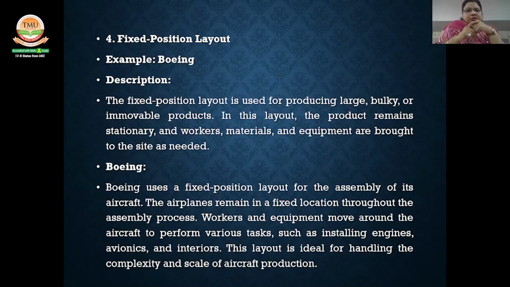The fourth one is fixed position layout. As we have discussed, in a fixed position layout the product is unmovable. It will not move from one place to another. All the resources would be available at that place. Fixed position layout is used for producing large, bulky and immovable products. In these layouts, the product remains stationary and workers, materials and equipment are brought to the site as needed.